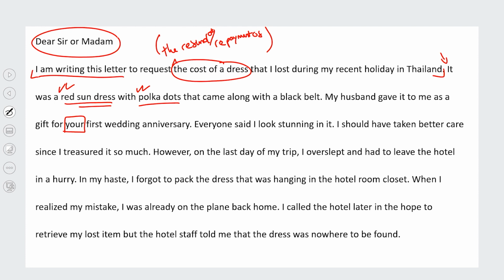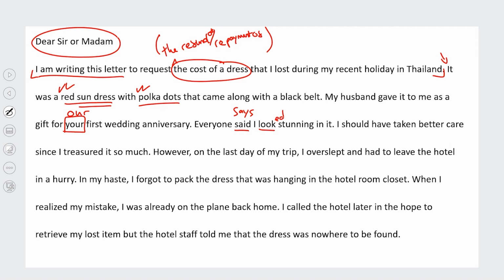My husband gave it to me as a gift for your first wedding anniversary. No, this candidate means my husband gave it to me as a gift for our first, and our meaning me and my husband, or our first wedding anniversary. Everyone said I look stunning in it. So okay, we've got a slight tense disagreement here. So everyone said, past tense, I look stunning in it, present. So you could either have everyone said I looked stunning in it, or you could have everyone says I look stunning in it. So you just have to check those kind of errors.